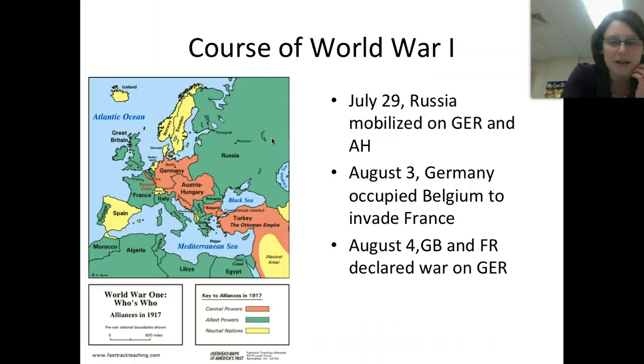So what happens is Russia's mobilizing in Germany. Germany takes that as an act of war, and so then Germany marches through Belgium, which is completely neutral, to invade France because they think they're going to beat them in like a week. So this is not the case. They march through Belgium. Belgium is like 5 seconds from Great Britain. Great Britain's now upset. So now Great Britain and France together declare war on Germany.